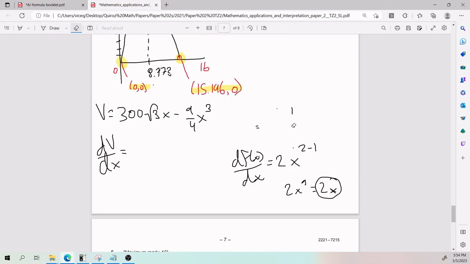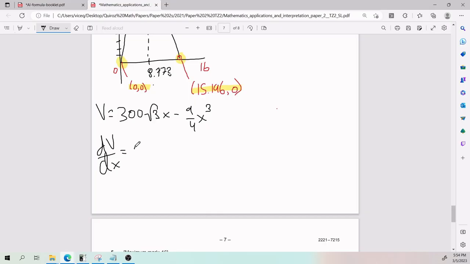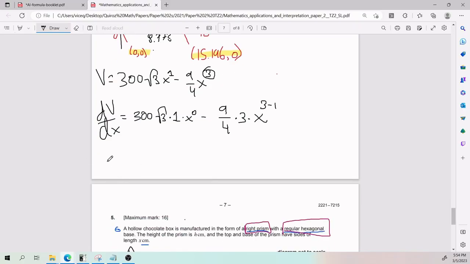Let's see what happens when there's numbers in between. See, when there's numbers in between, for the most part, for now, you kind of don't care. So in this case, we have the 300 with the square root of 3, which is next to the x. So this has to be multiplying, of course. The exponent up here is a 1. So I multiply by 1, and then I have x times x to the power of 0. All right, I know that looks weird, but I'm going to leave it there like that for now. On the right side, I have 9 over 4 times 3, because the exponent of 3, times x, 3 minus 1. See? All right. So that is like the first step.